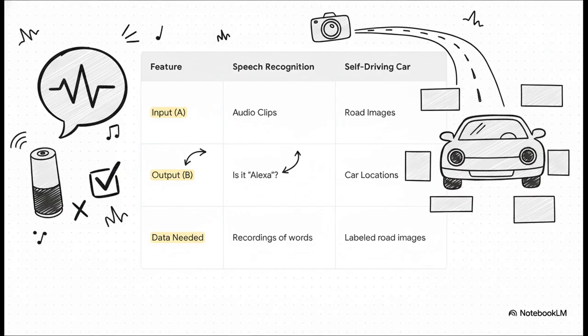Now, for a self-driving car, it's the same idea, just different data. The input A is an image from its camera. The output B, the exact location of all the other cars in that picture. This means you need a huge data set of road images where actual humans have gone through and painstakingly drawn boxes around every single car.